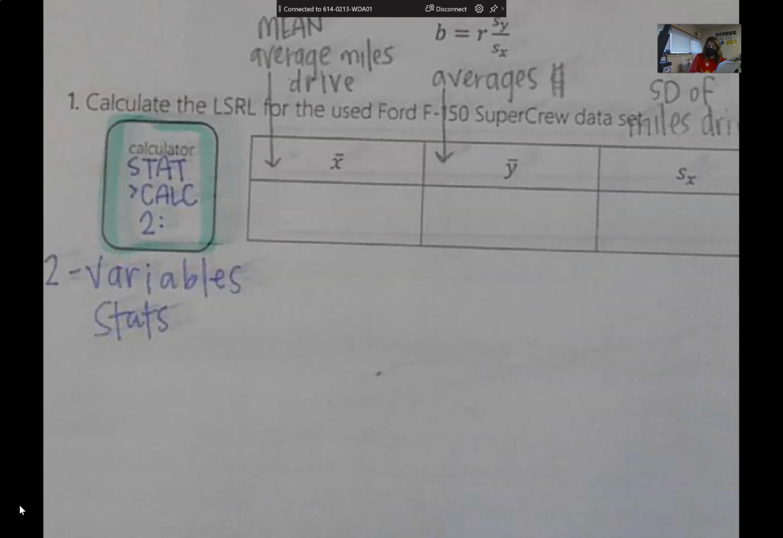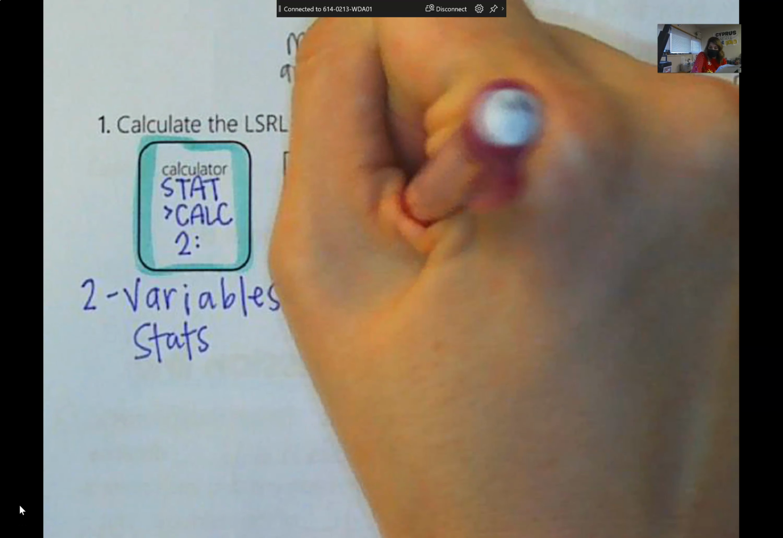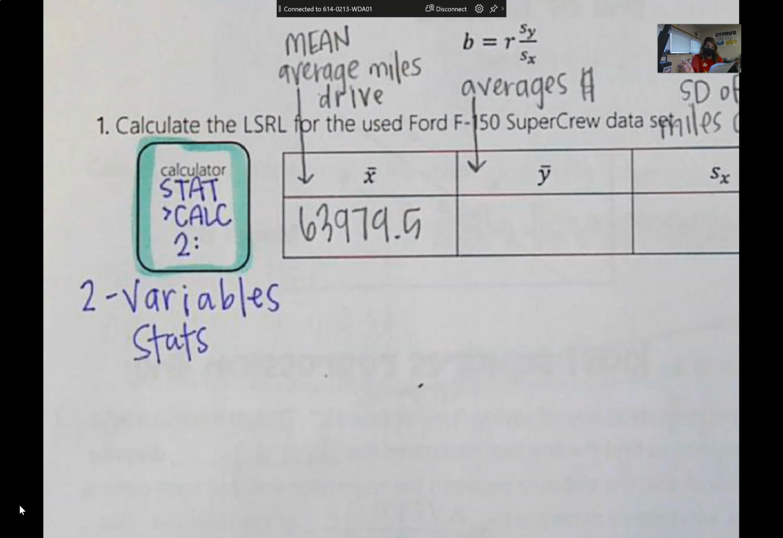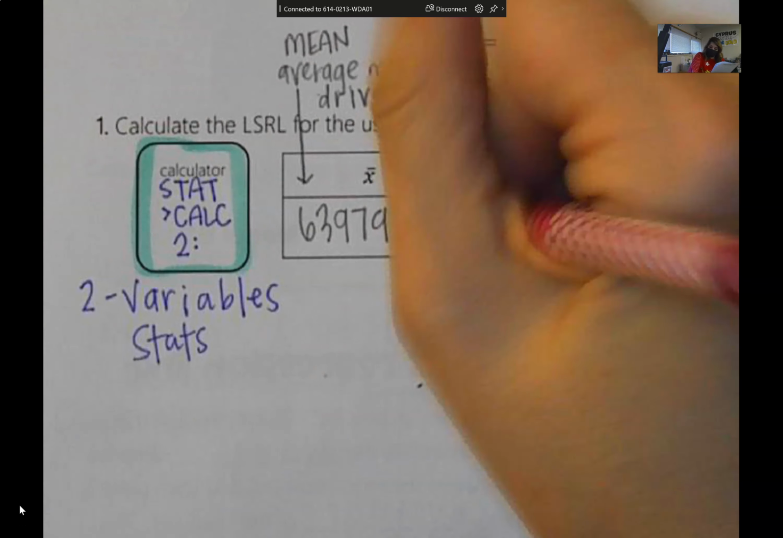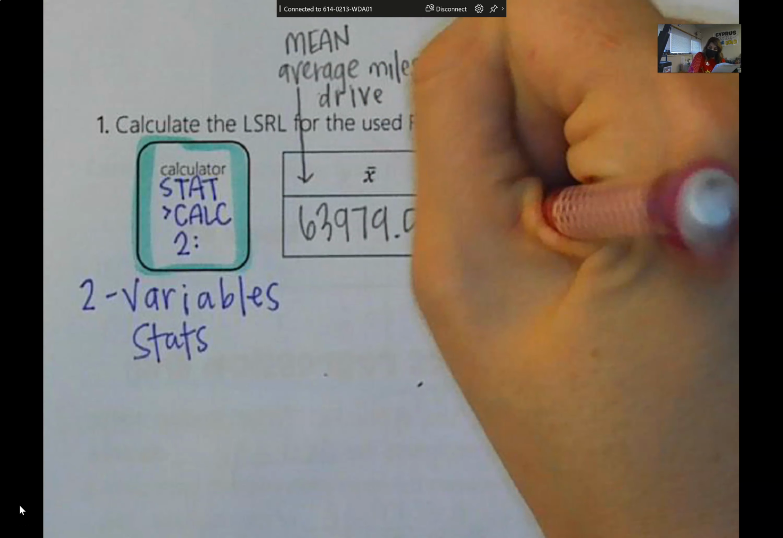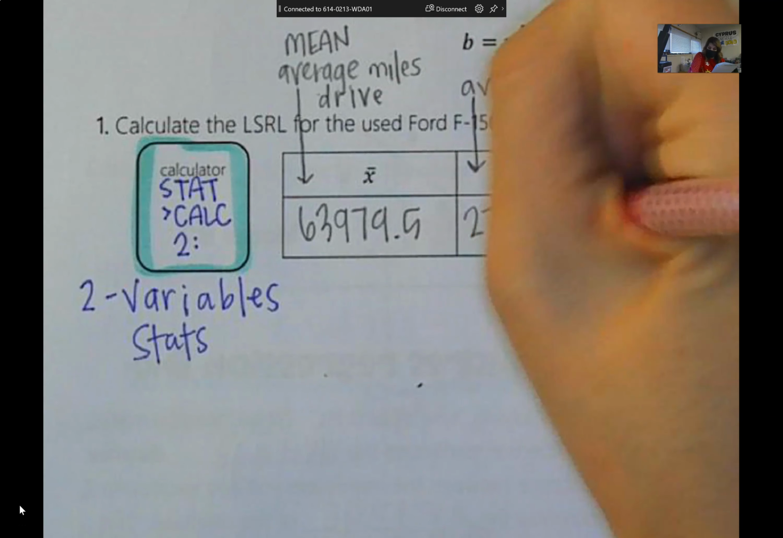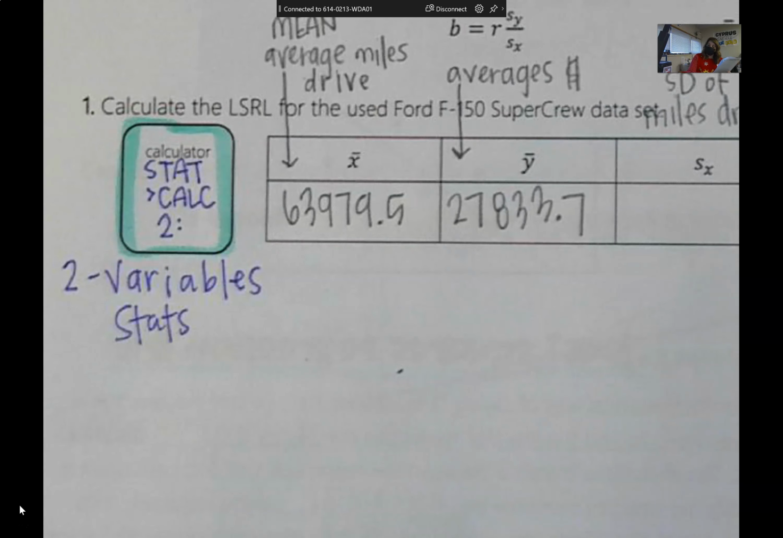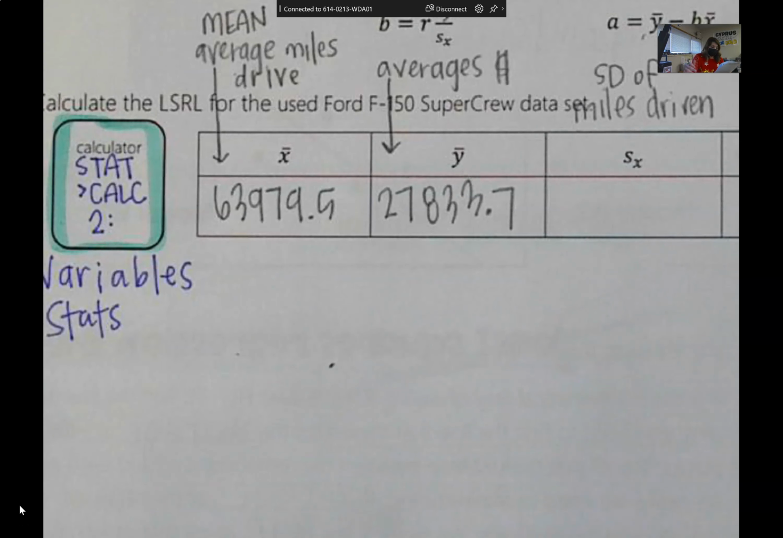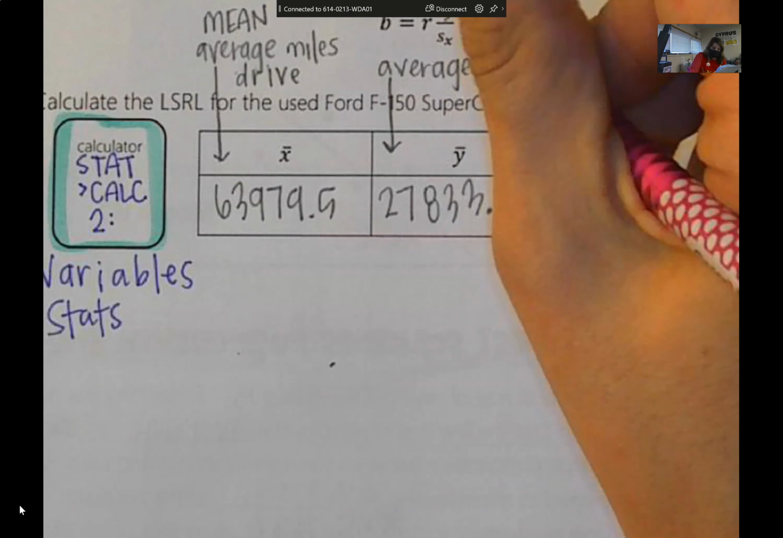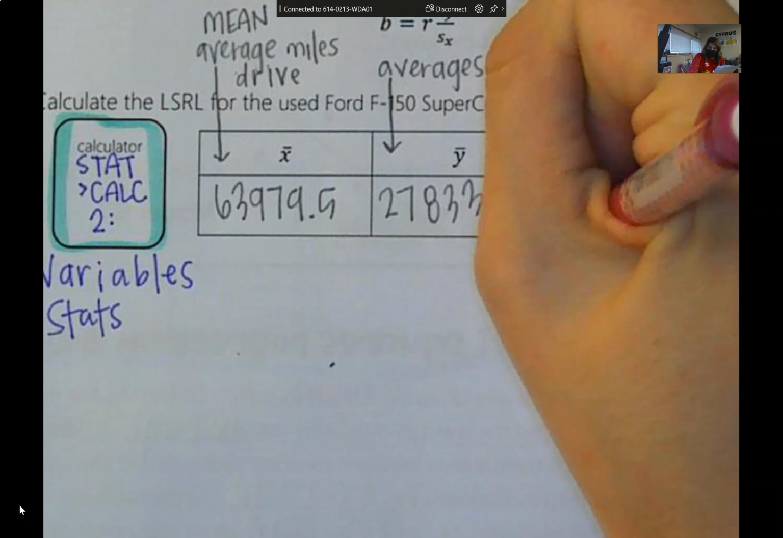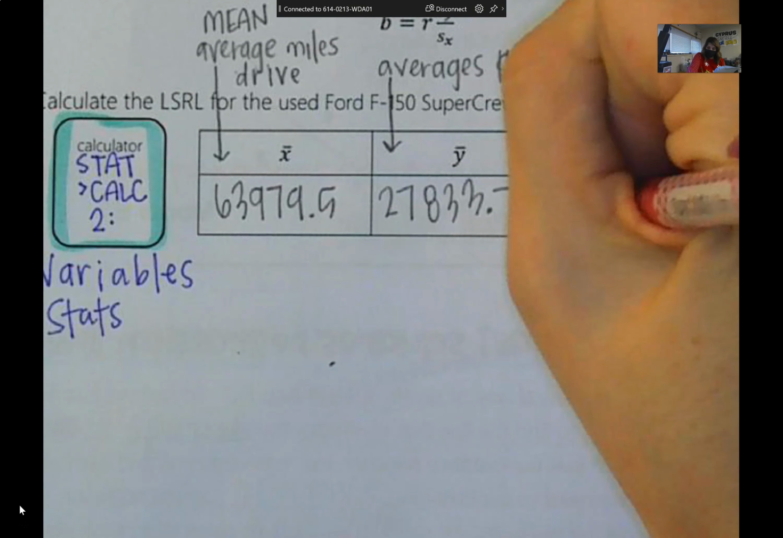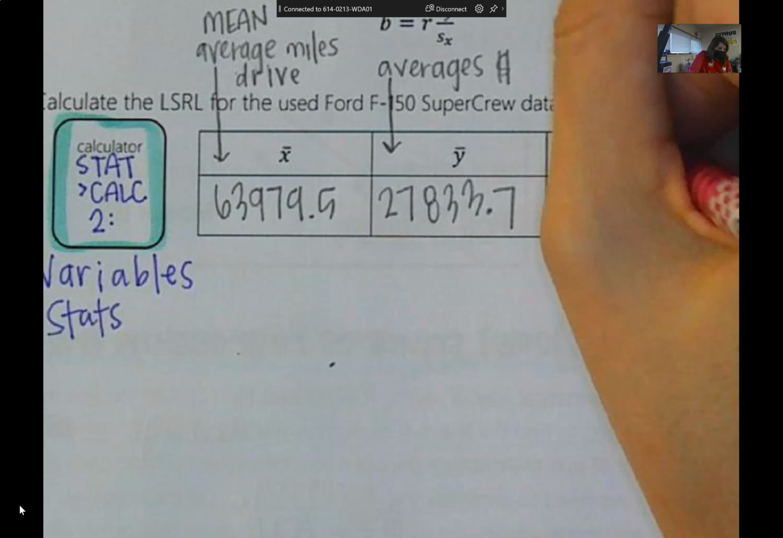The average miles driven is 63979.5. Average price was 27833.7. Standard deviation of the miles driven is 478. I feel like I have the wrong number.